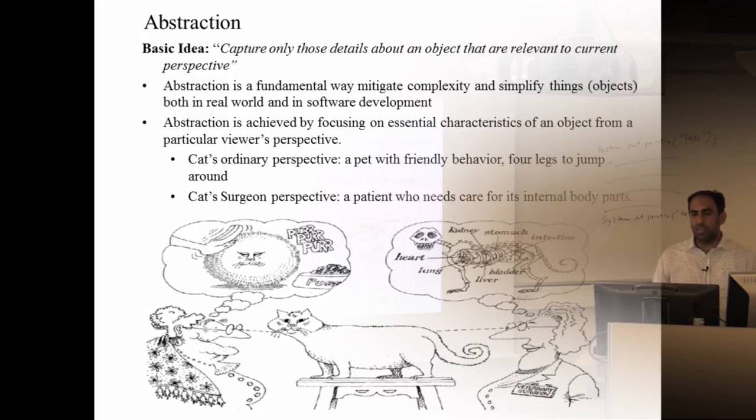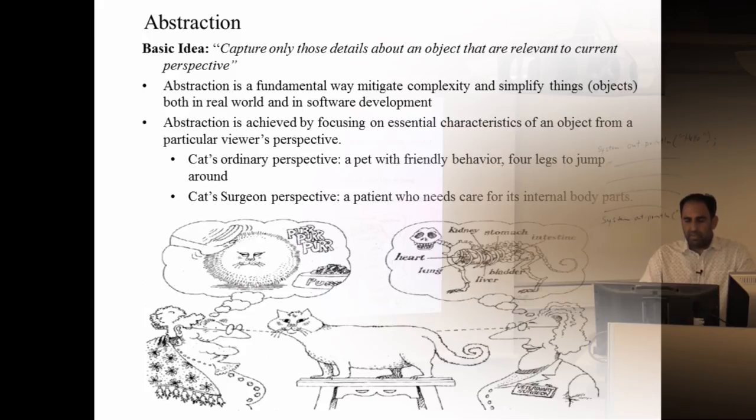So for example, to understand abstraction, a very classic example is a cat, which can be seen from different perspectives, and a cat may have a different abstraction. So for example, we as ordinary owners, as pet owners of a cat, see a cat as a domestic animal, and we see that it can jump, it can eat, and it can drink milk.